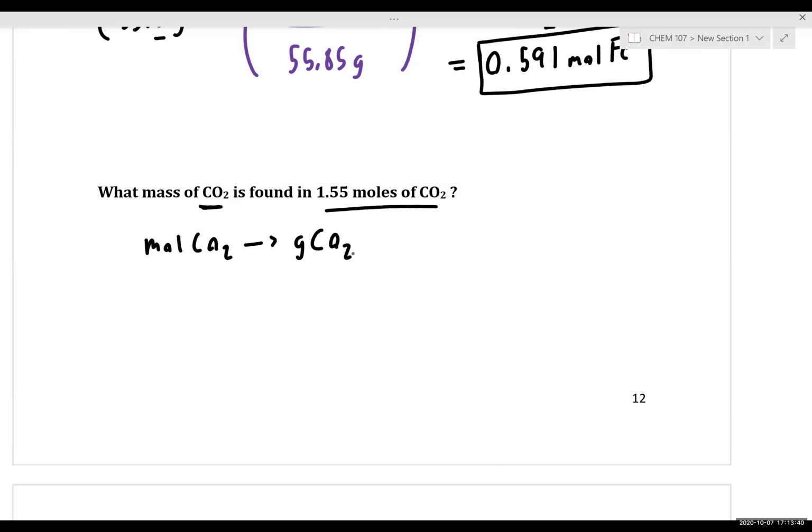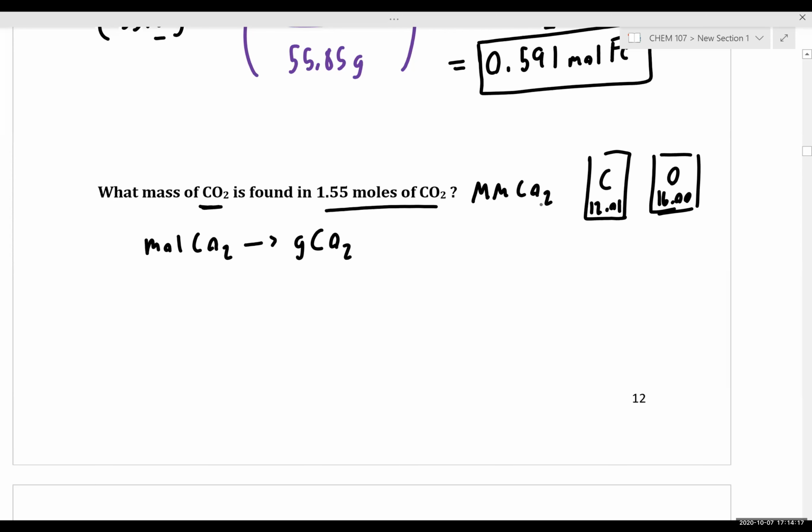So we need, rather than the atomic mass, the molar mass of carbon dioxide. And we can calculate that. So let's look up in the periodic table carbon and oxygen. What is the atomic mass of carbon? What is the mass of carbon noted in the periodic table? 12.01. Yep. And then oxygen is 16.00.